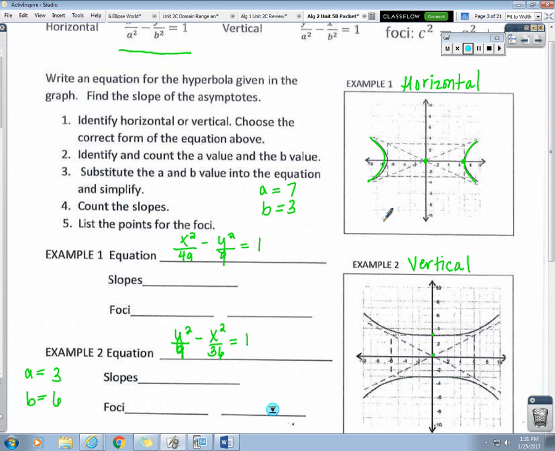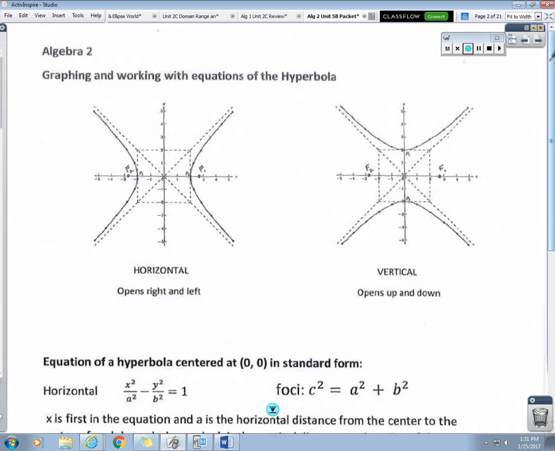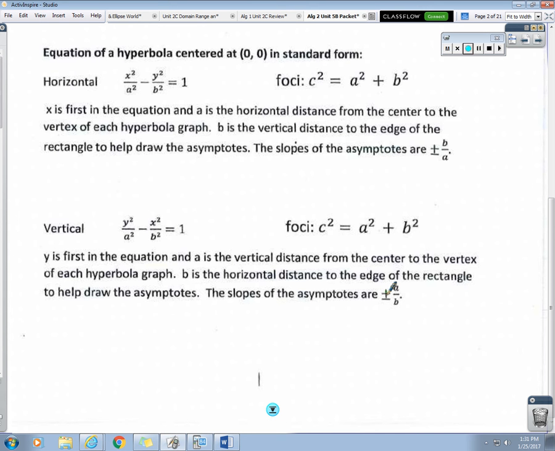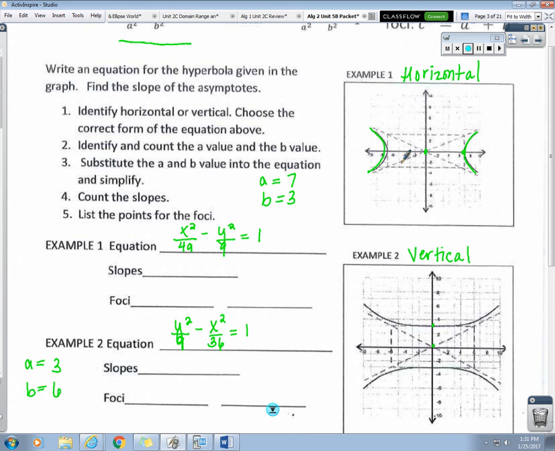Okay, the reason it said on the first page that you do plus or minus for your slopes is because, think about it. Don't we have one line, one asymptote line that's going up and another asymptote line that's going down? So that's why we have to have the plus or minus to represent the line going up and the line going down. Now, your slope is always going to be these two numbers.